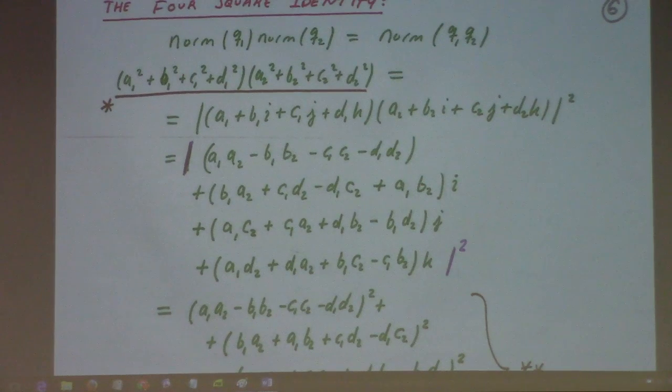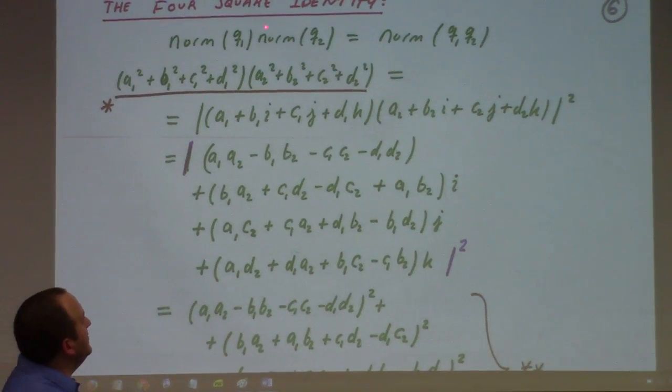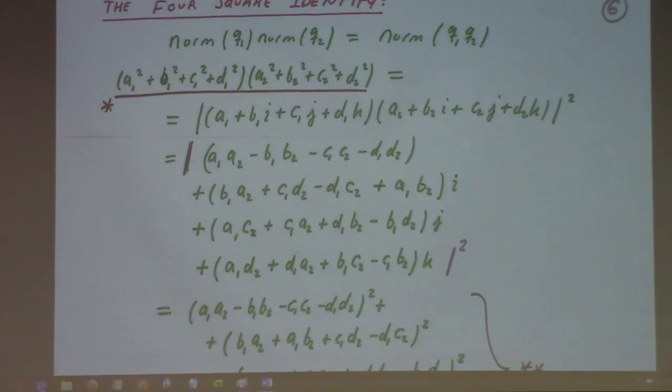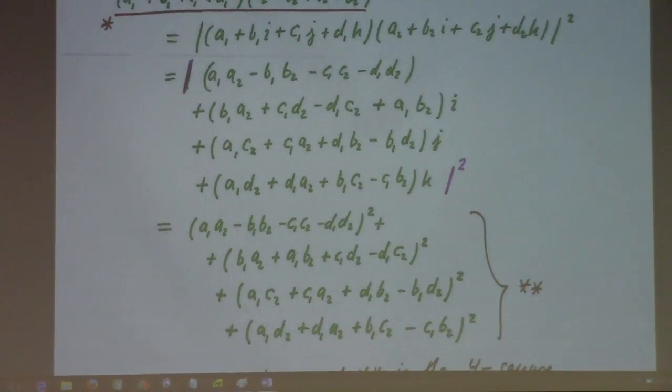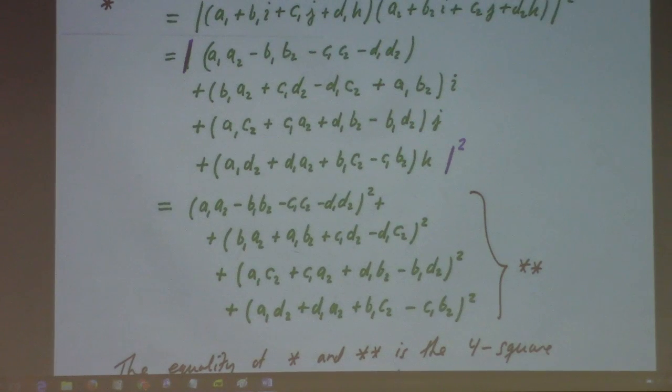It basically just comes from looking at the norm of q1 times the norm of q2 equals the norm of q1 q2. The norm of q1 is a1 squared plus b1 squared plus c1 squared plus d1 squared. The norm of q2 is a2 squared plus b2 squared plus c2 squared plus d2 squared. You multiply these things out, and you get the real part, the i part, the j part, the k part, all squared, and of course, there it is. So there's the formula: if you want to multiply sums of 4 squares and rewrite the result as another sum of 4 squares, there's how you do it.